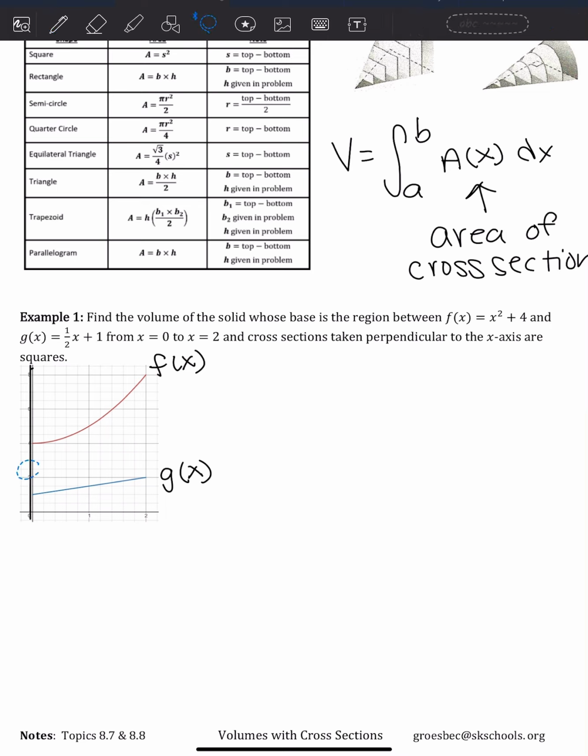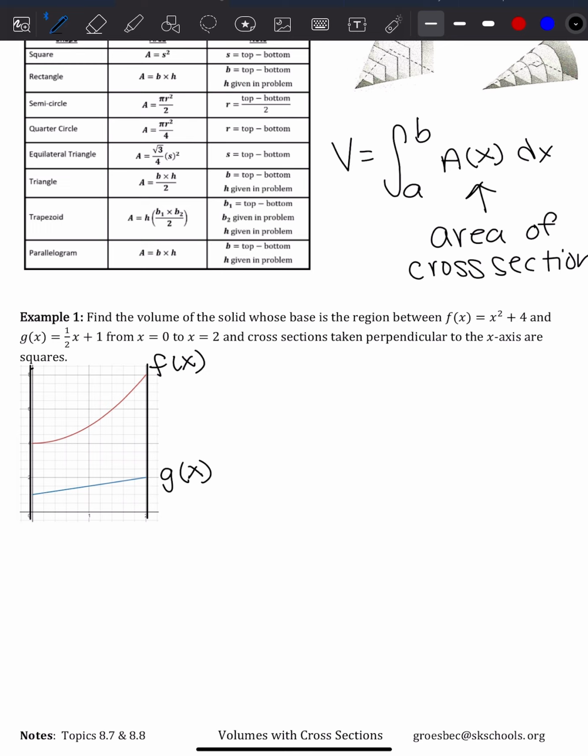Of course, it's not quite where I want it to be. So it's on the y-axis, and at 2. So these are the two places that we want it. So the volume that we're looking at is going to be from 0 to 2 between these things. And we know that the cross sections are going to be perpendicular to the x-axis, and they're squares.